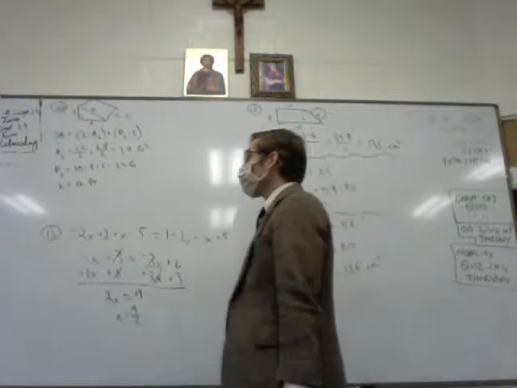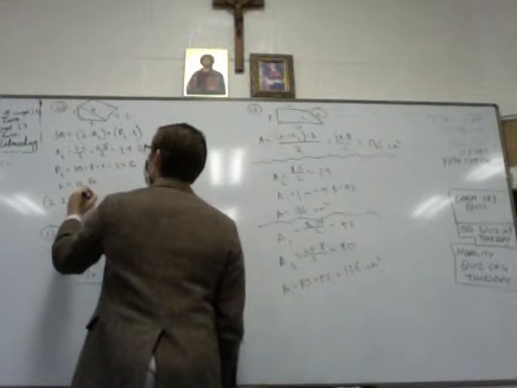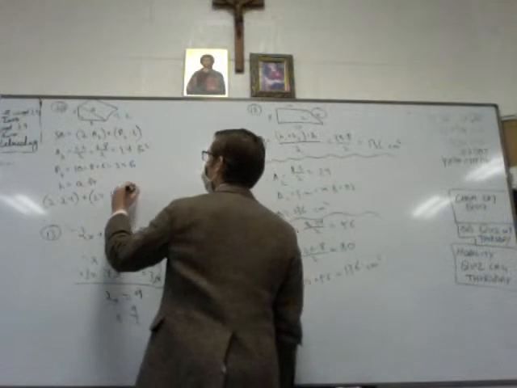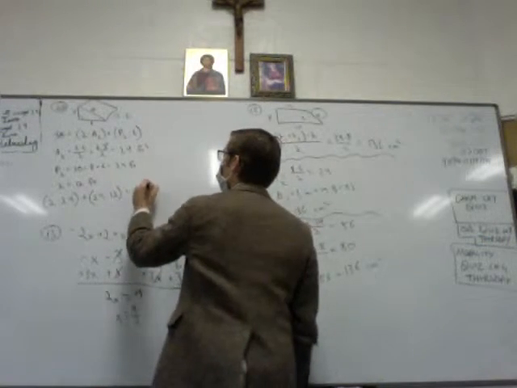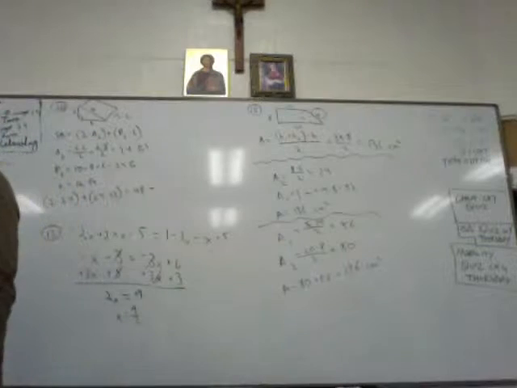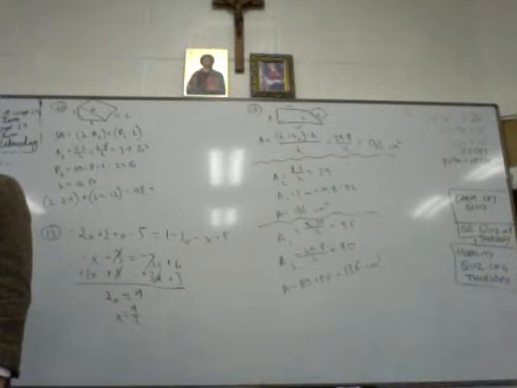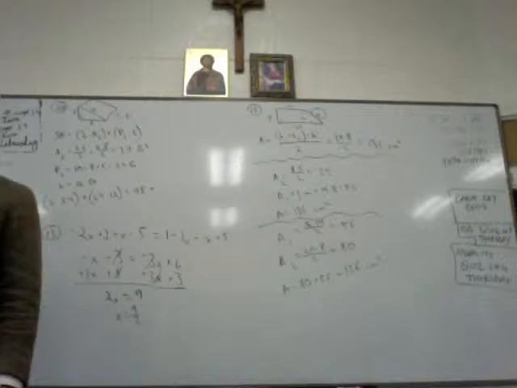And the equation with everything plugged in would be 2 times 24 plus 24 times 12. 2 times 24 is 48. 24 times 12 is 288. Yes, it's 288.